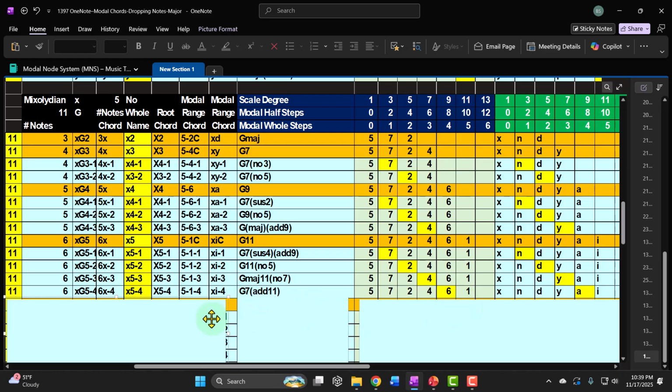Be more consistent to go long as the default. So I would call it a 6x no -4 or a x5 -4, meaning we are going to go long 5 modal whole steps up and then drop the one that's 4 modal whole steps up, 8 modal half steps, 9th scale degree. All right, the next one.